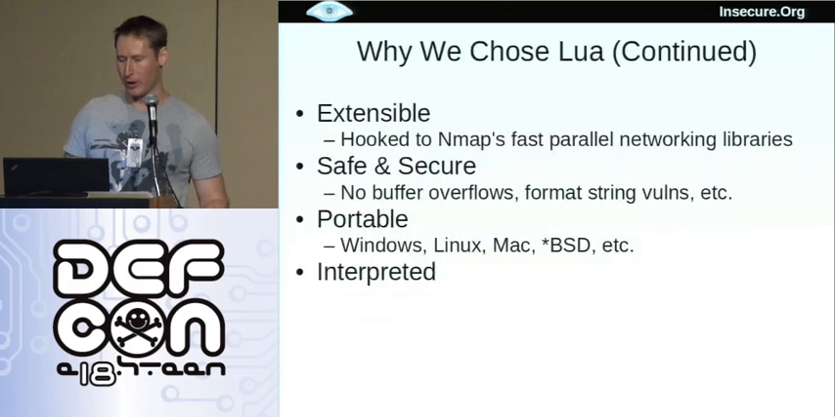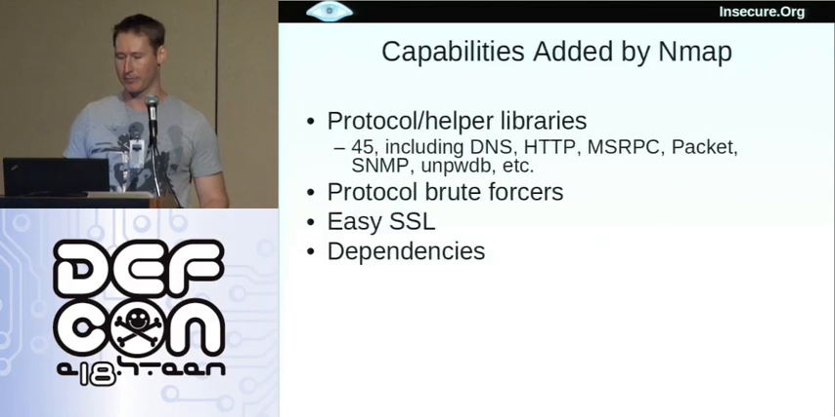It's also extensible. We can hook it up to Nmap's fast parallel scripting engine. It's safe and secure. No buffer overflows, format strings. I mean, Wireshark showed us the problem with doing their dissectors in C. They got a lot of contributions, but not all of them were secure, and it seemed like every week you got a new vulnerability in a dissector that someone contributed. It's portable, works on all the systems Nmap does, and it's interpreted so you don't have to keep recompiling.